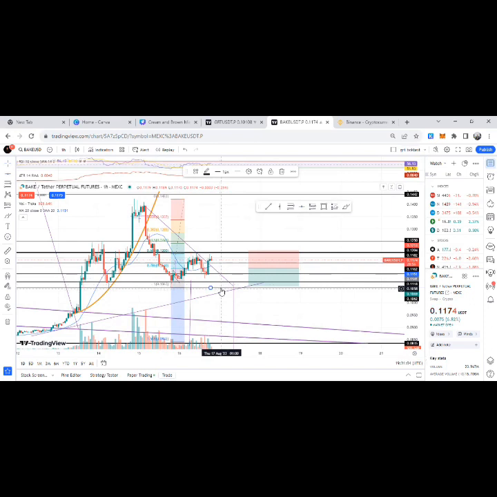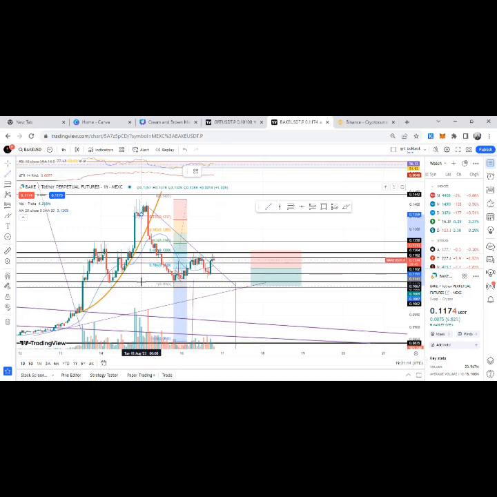this neckline, the way we're going to take targets for this head and shoulder pattern will be to draw a trend line from the top of this head to where we have the neckline, which is around here. And once we've confirmed a candle closing below that neckline, we then move this.